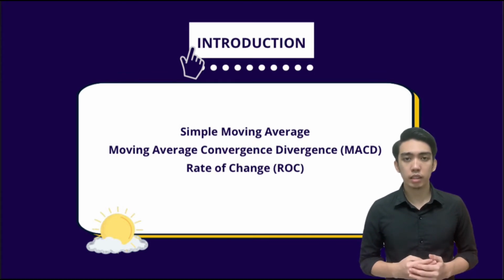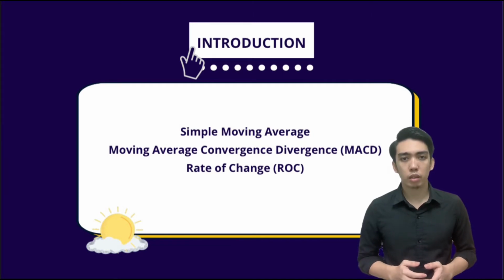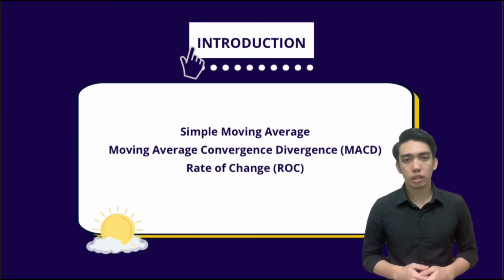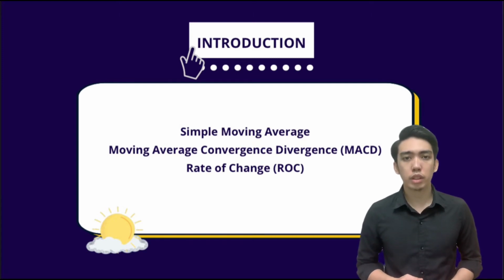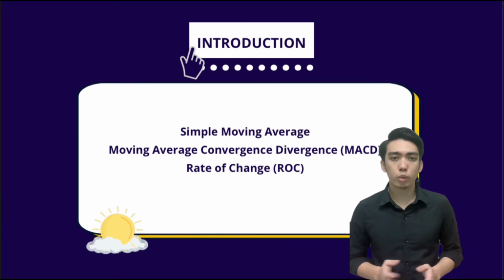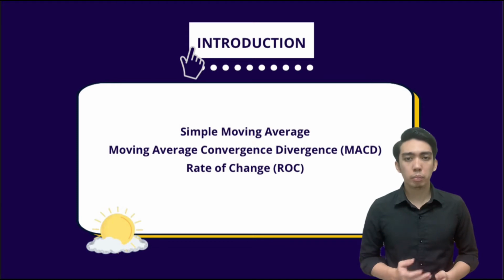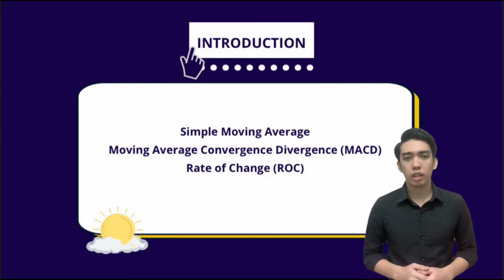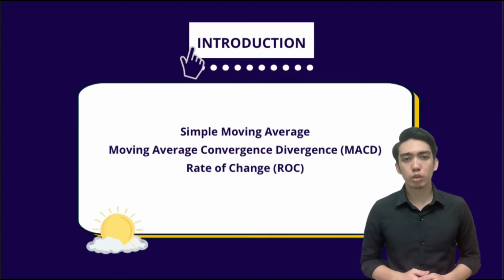The third indicator, rate of change (ROC), is a momentum-based technical analysis indicator that measures the percentage change in price between the current price and the price a certain number of periods ago. The indicator can be used to spot divergence, overbought and oversold conditions, and also centerline crossovers.